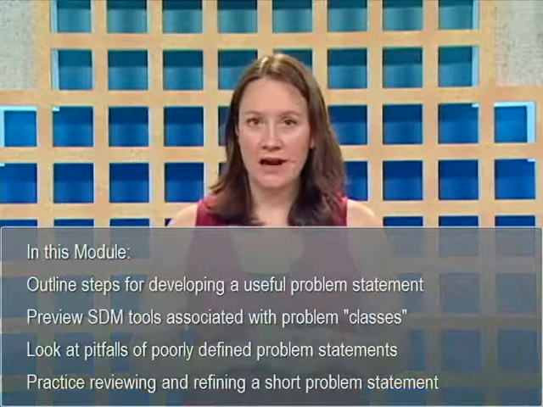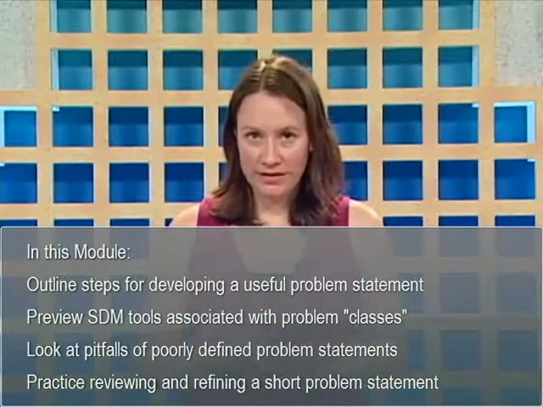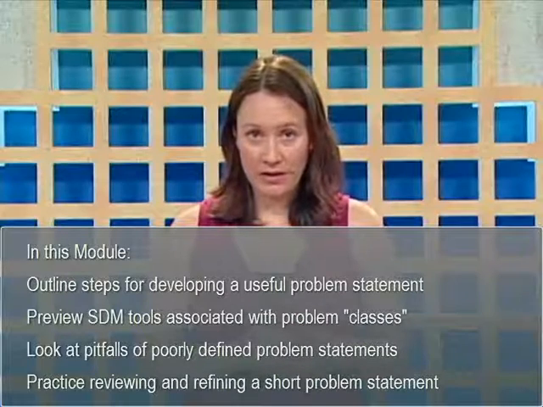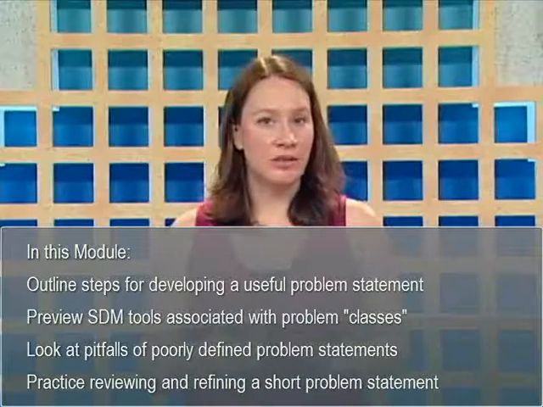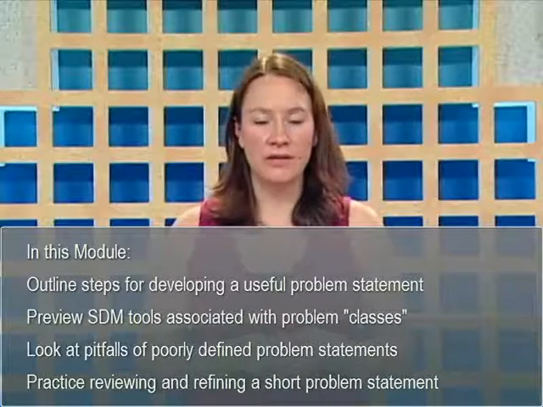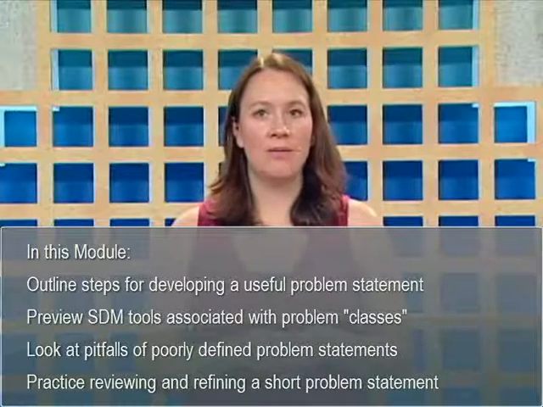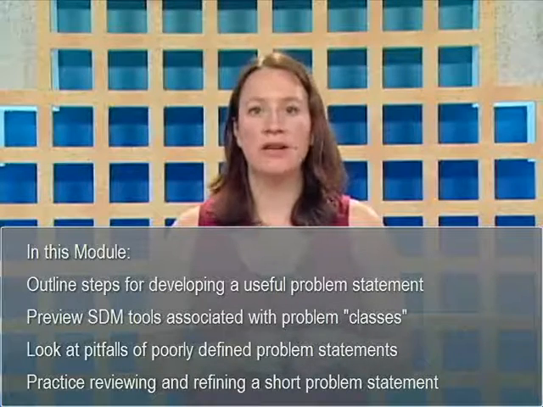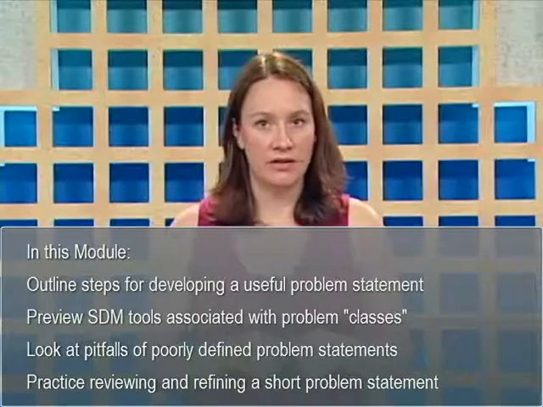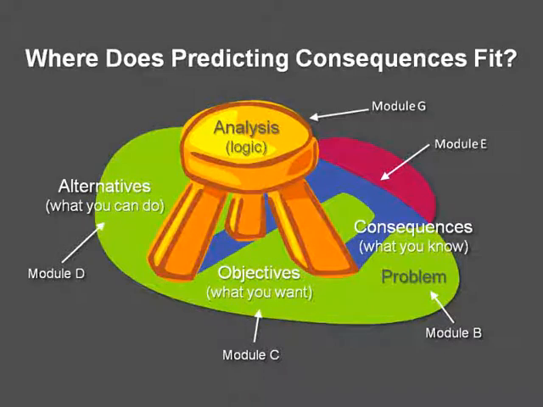In Module C, Mike talked to you about objectives. Where is it that we want to go? And in the last module, in Module D, I talked to you about alternatives. What are our options for getting there? Now we're going to talk about the thing that links them together, predicting the consequences of different actions in terms of our objectives. So again, we can picture this as this sort of three-legged stool.